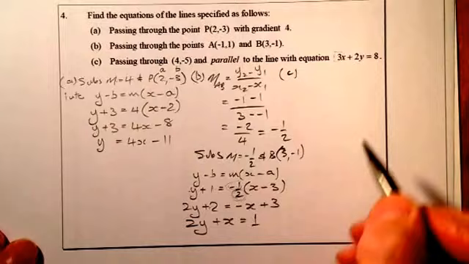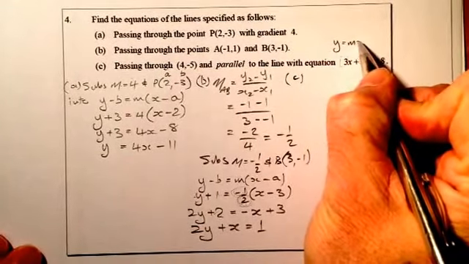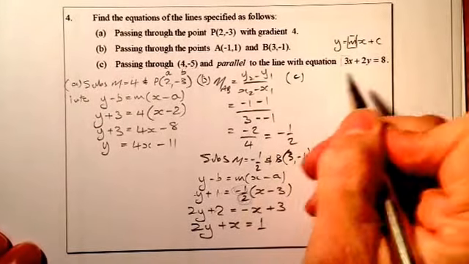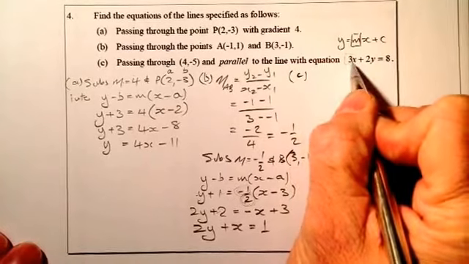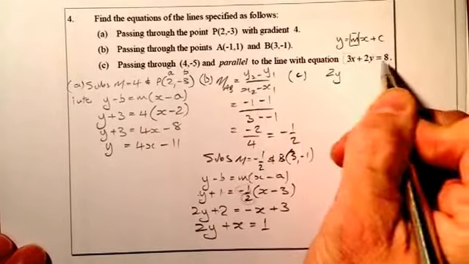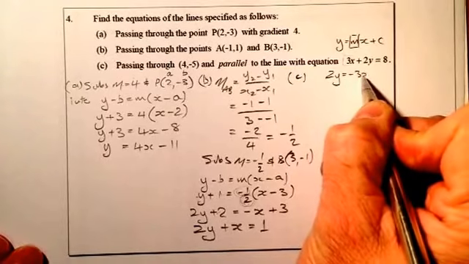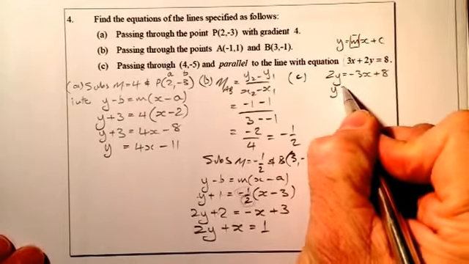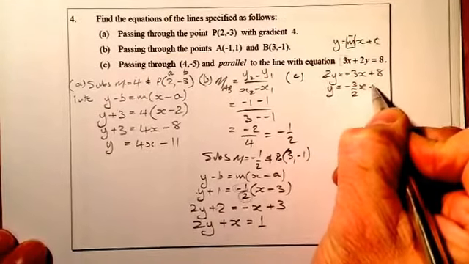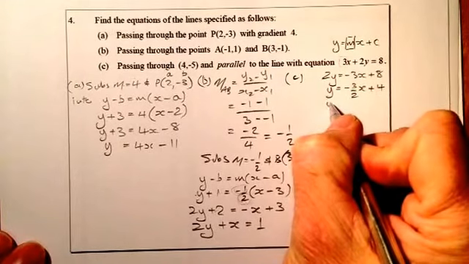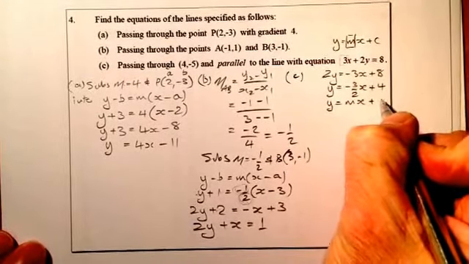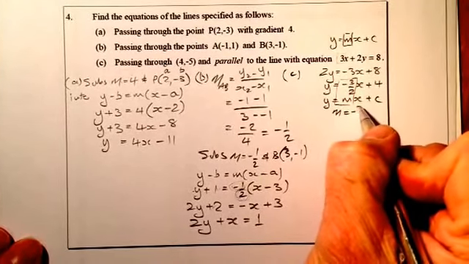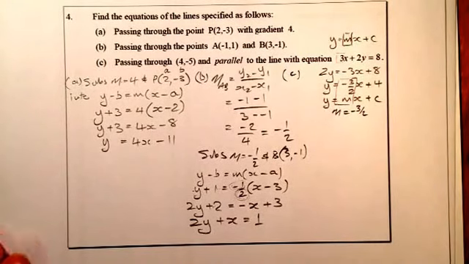I need to get the equation in the form y equals mx plus c to grab the gradient from there. So let's change this a bit. I'll take the 3x over to the other side, and I've got plus 8 there. I'm then going to divide each of these by 2, so y is equal to minus 3 upon 2 x plus 4. So I've now got it into the form y equals mx plus c, and I know my gradient is equal to minus 3 over 2.